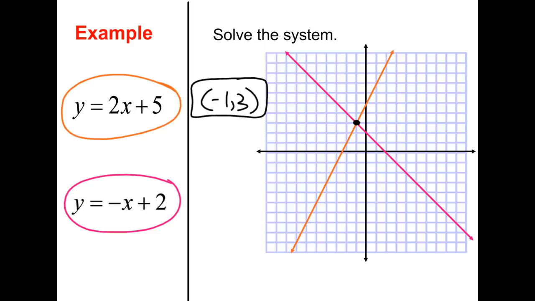All right, our solution should be negative 1, 3. So that's all we're doing for section 3.1, is that we're going to graph these. So make sure you guys are practicing getting it done. Make sure you know how to do it, and make sure you can find the solution or estimate the solution from graphing.